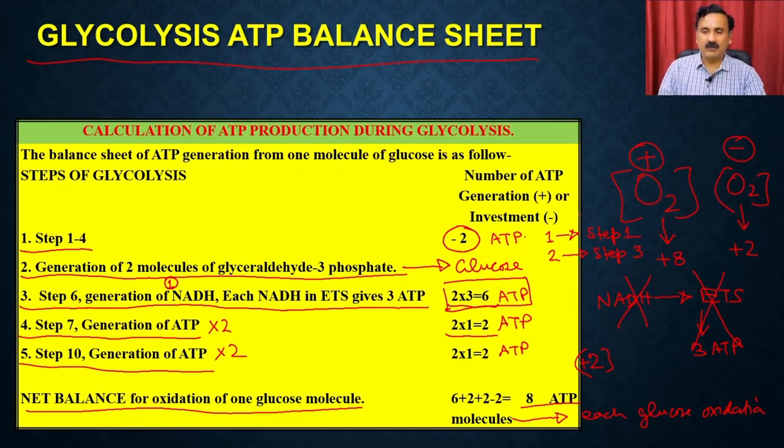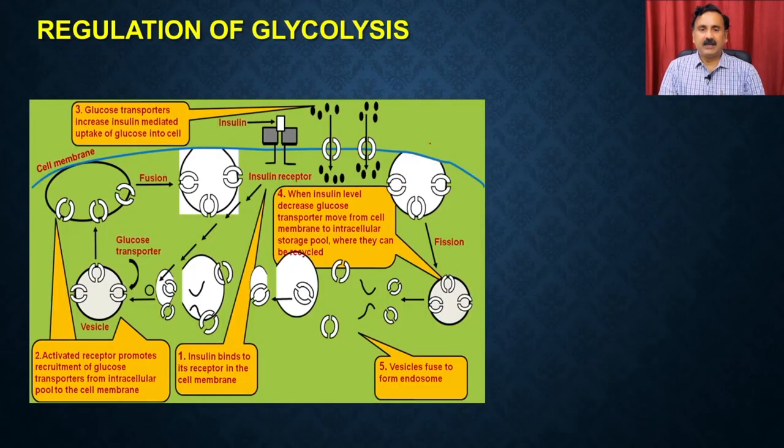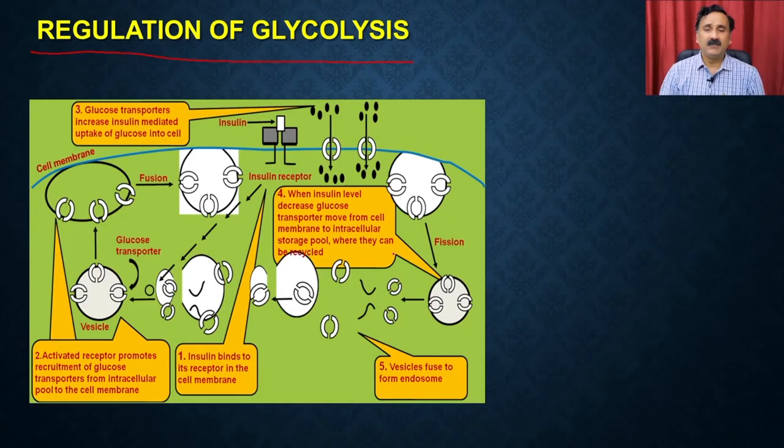Now let's see what are the different steps at which glycolysis can be regulated. So you see that glycolysis is a 10 step reaction, and if you recall, the first step itself is the phosphorylation reaction. As soon as glucose enters into the cytosol, or into the cell, it is phosphorylated by glucokinase or hexokinase, and that's why it is committed to glycolysis. So that is the first step where glycolysis can be regulated.